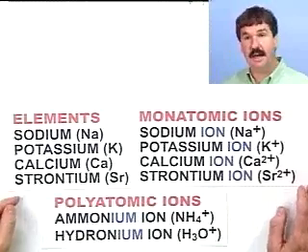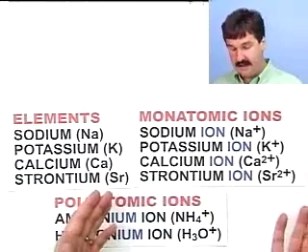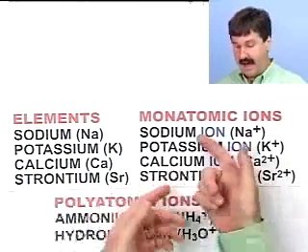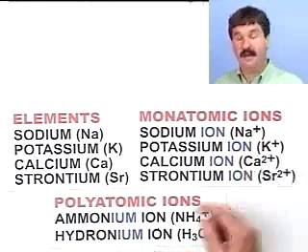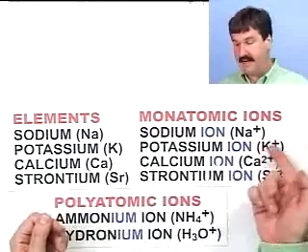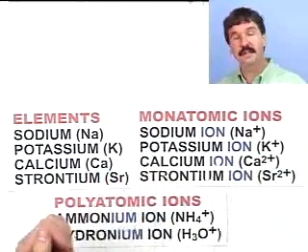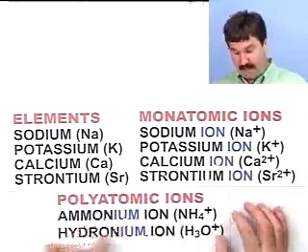Now, for comparison, we'll look at the names of the elements, and this is actually very easy. For naming cations that are monatomic, it's very simple. We simply add the word ion after the name. So sodium plus becomes sodium ion. Potassium plus becomes potassium ion. Calcium ion. Strontium ion. Pretty simple, huh? Not so bad.